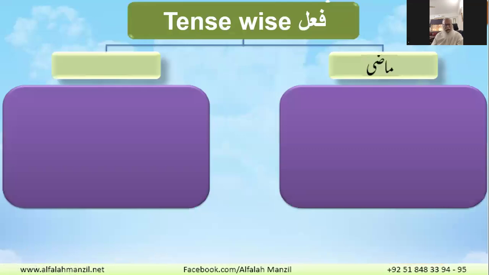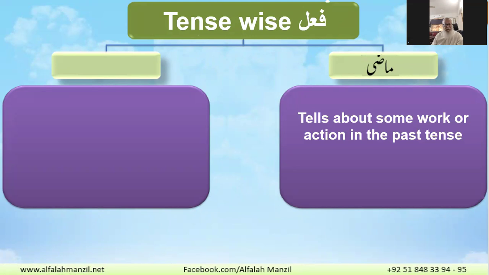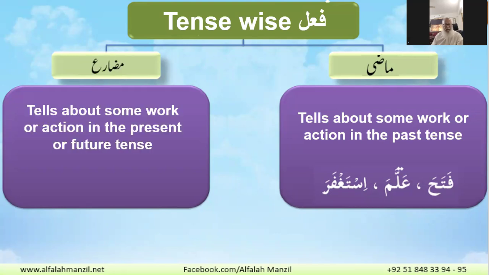Then the fail can be, tense-wise, with the time relation, either Madi, which tells about some work or action in the past tense, just like Fataha, Allama, Istaghfara, they all are talking about the past. Or it may be Mudari, which tells about some work or action in the present or the future tense, just like Yaftahu, Yu'allimu, Yastaghfiru. So this is basically tense-wise two types.